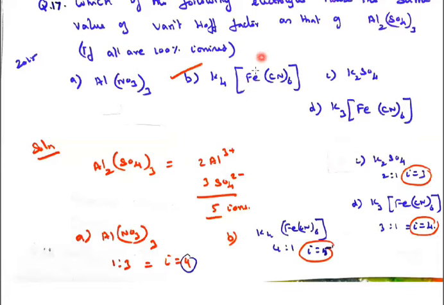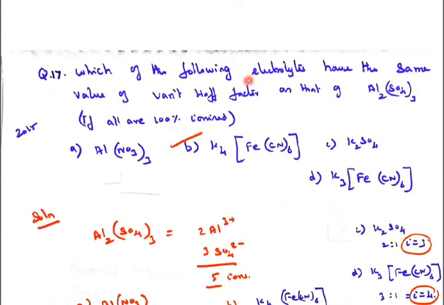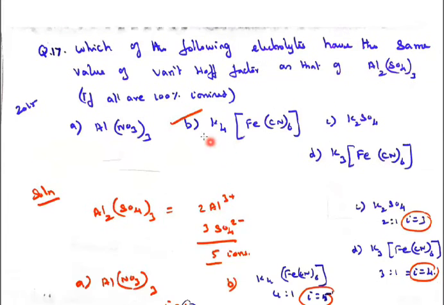Potassium hexacyanoferrate(II) is the correct IUPAC nomenclature of this complex. So it has 5 ions. Aluminium sulfate also has 5. That's what they're asking: which of the following electrolytes has the same value of i factor? So this is 5 and this is 5. This is the correct option.